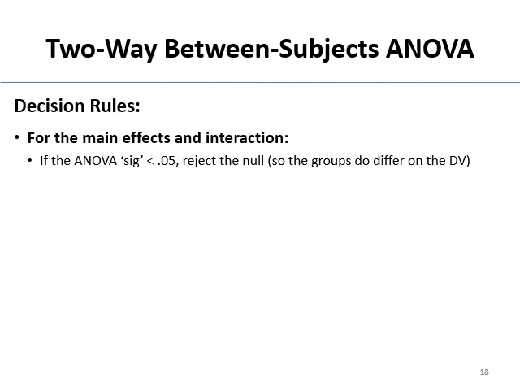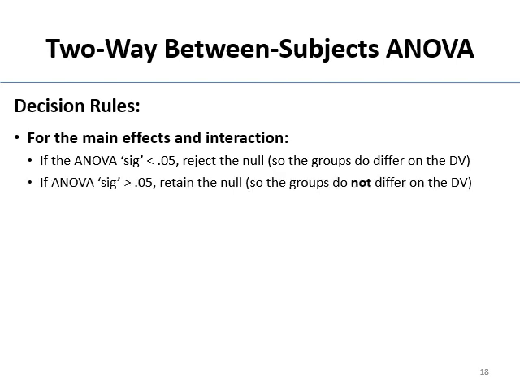So there's a couple different decision rules now, because we've got multiple different effects going on here. For your main effects and your interaction, it's the usual one. If SIG is less than 0.05, reject the null. The groups differ on the DV, whatever groups are being compared. For a main effect, that means the main effect groups differ. If it's the interaction, it means the effects of one IV differ at the levels of the other. If your SIG is greater than 0.05, those groups don't differ. There's no significant difference between them, whatever means are being compared, or no interaction.